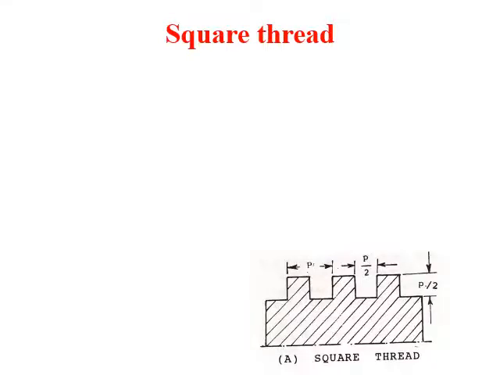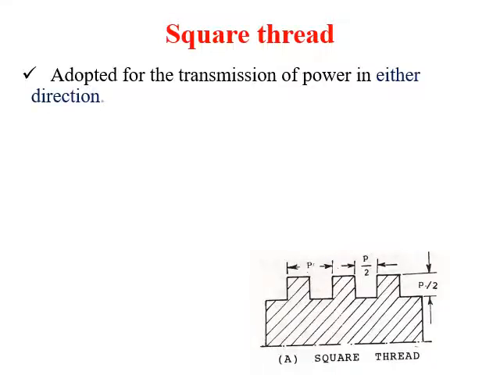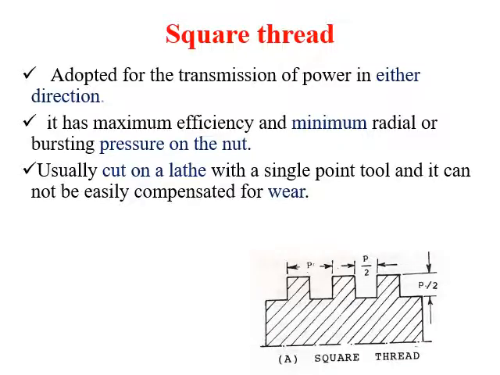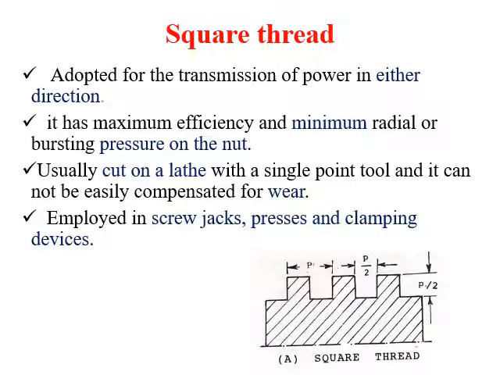Coming to the square thread, it is adopted for transmission of power in either direction, forward or backward. It has maximum efficiency and minimum radial or bursting pressure on the nut, so it will not exert more pressure on the nut. Usually it is cut on a lathe with a single point cutting tool, and it cannot be easily compensated for wear. So we have to go for some other threads. It is employed in screw jacks, presses, and clamping devices.